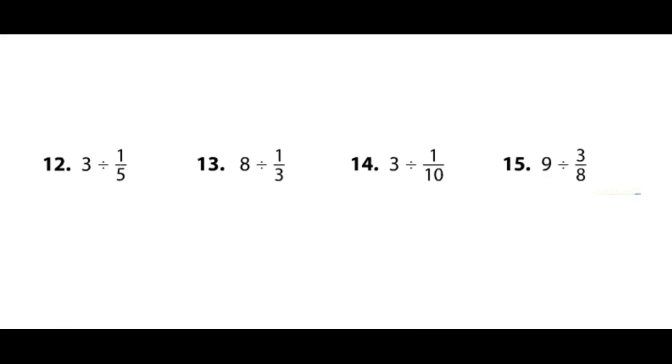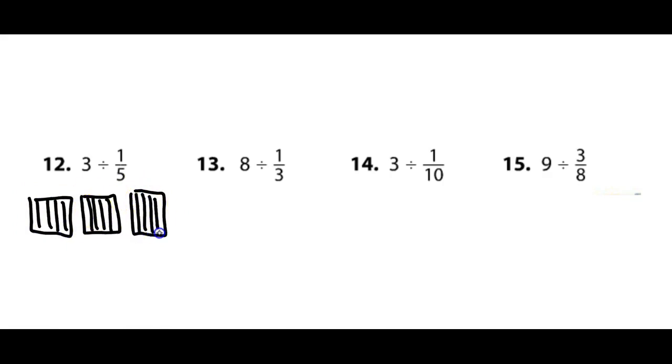Based on yesterday's lesson, I can make a model of this, and I can take 3 things and divide them into fifths. So 1, 2, 3, 4, 5 pieces. 1, 2, 3, 4, 5 pieces. That's really the same thing as 3 of these times 5 pieces. Oh, there's 15.